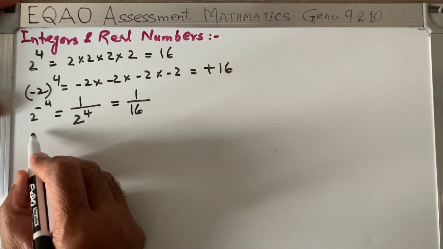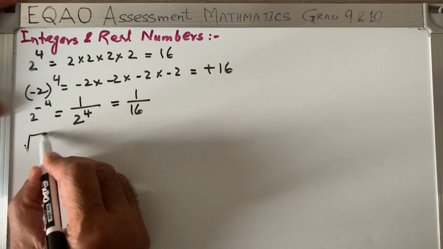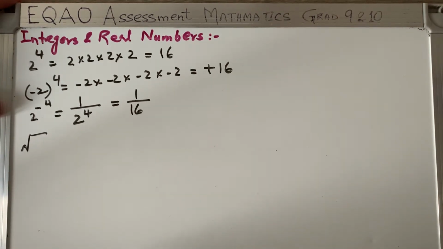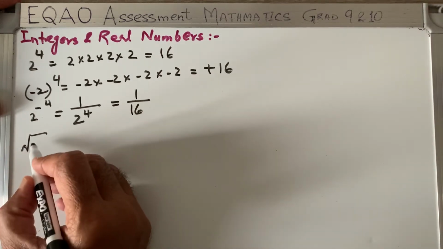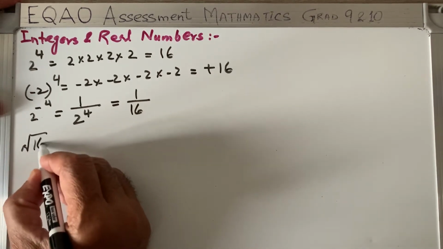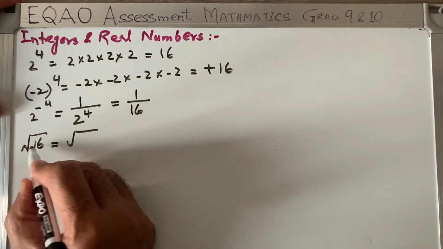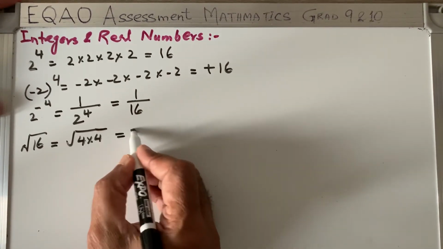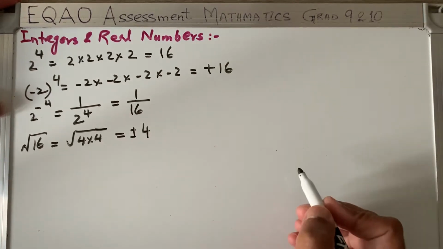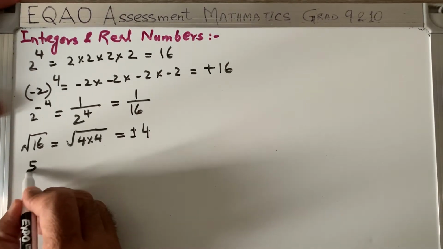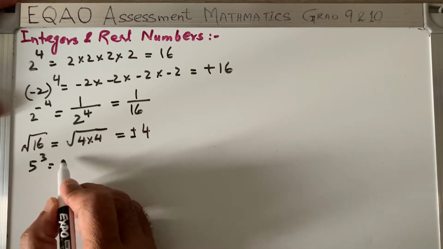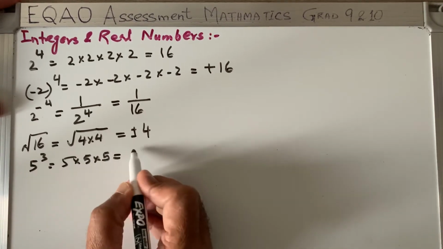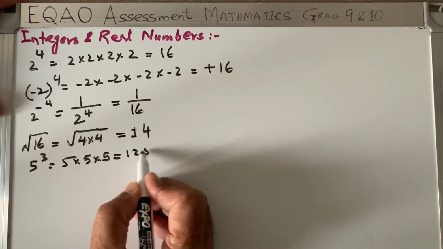So you have to have a quick review of all these questions. I know that you have done it in grade 8, but this is EQAO assessment for grade 9 and 10, right? So if the question comes like this, the square root of 16 means 4 times 4 is the pair up, and then you can take it as plus minus 4. So a question can come 5 to the power 3. That means simply 5 times 5 times 5, which is 125.